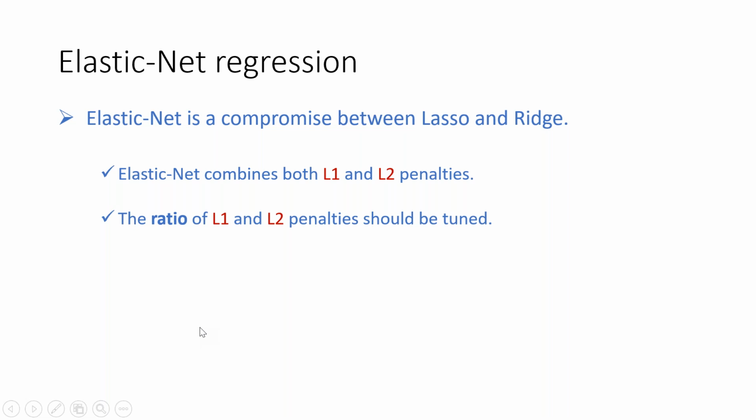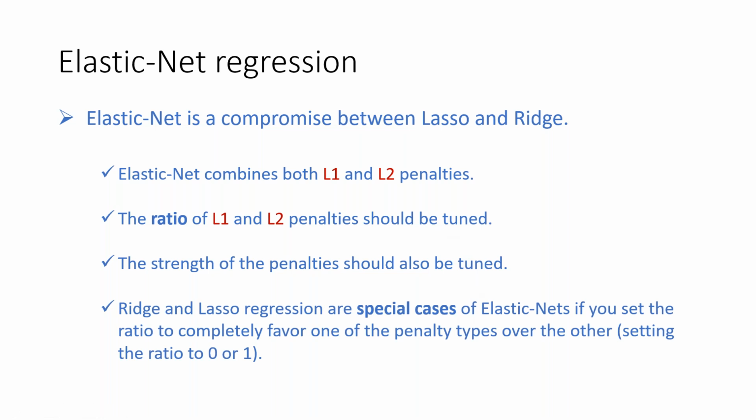So for elastic net, there are two hyperparameters, whereas lasso and ridge have only one hyperparameter, that is lambda, whereas elastic net has two, the L1, L2 ratio and lambda. The strength of the penalty should also be tuned. We have to try many combinations of data. Ridge and lasso regressions are special cases of elastic net.